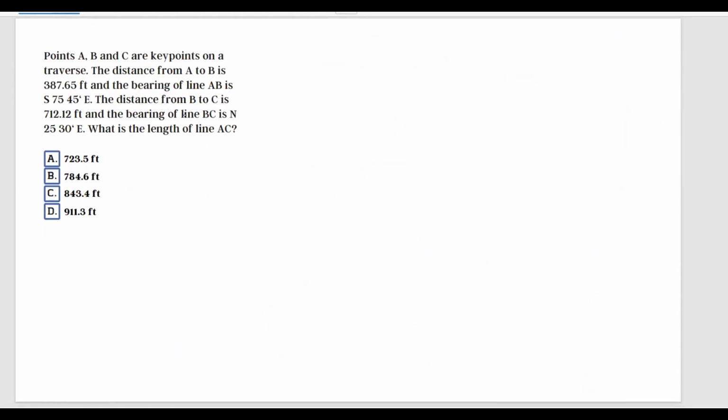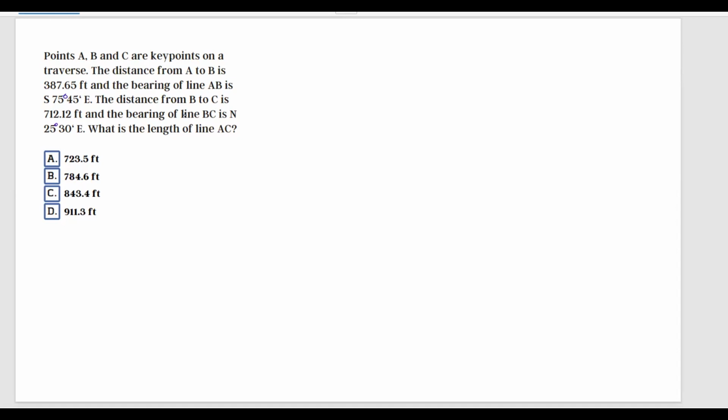Points A, B, and C are key points on a traverse. The distance from A to B is 387.65 feet, and the bearing of line AB is south 75 degrees, 45 minutes east. The distance from B to C is 712.12 feet, and the bearing of line BC is north 25 degrees, 30 minutes east. What is the length of line AC?